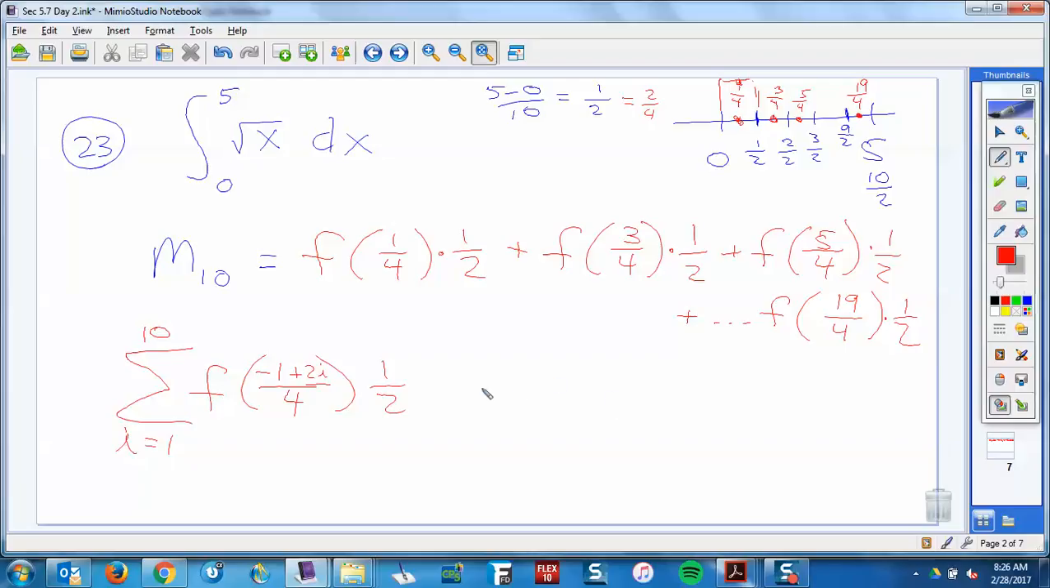All right, so then the last thing is to just put it into here. So you got sigma i equals 1 to 10. You got square root of, and then you put this in for x, -1 plus 2i over 4 times 1.